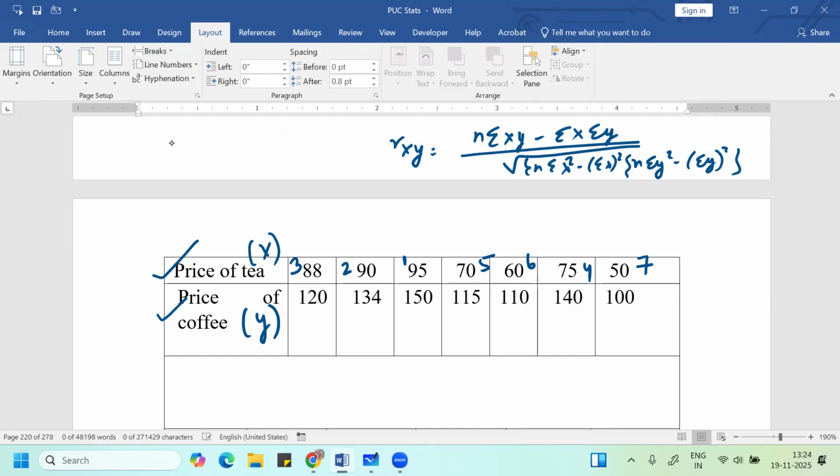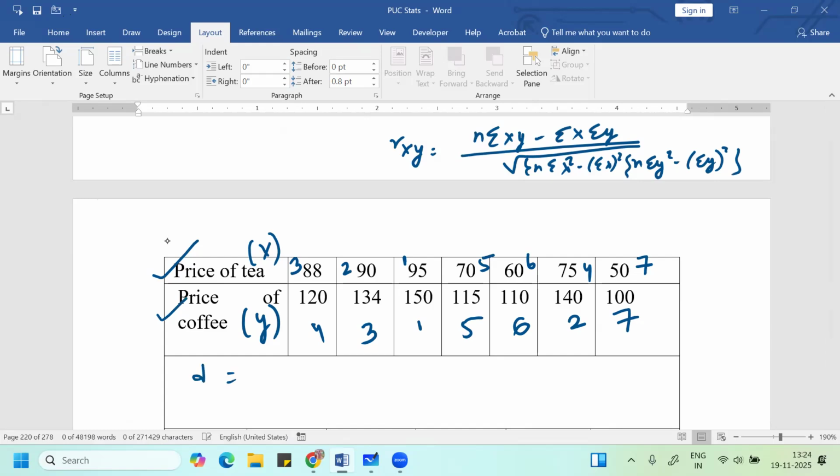Similarly, for price of coffee, I'll give this rank 1, 140, then 134, rank 2. No, sorry, the highest is 150, not 140. This is rank 1, this is rank 2. After 140, 134 is rank 3. Then after 134, you have 120, rank 4. Then you have 115, rank 5. Then you have 110, rank 6, and rank 7. Simple. So like this, we have to give the rank and then we have to find the difference.